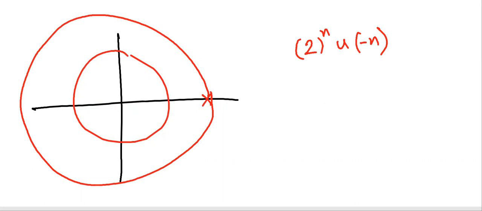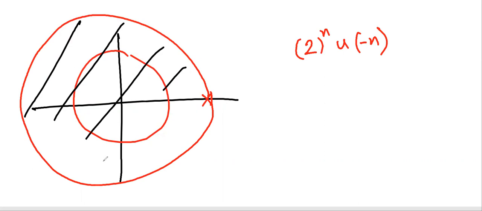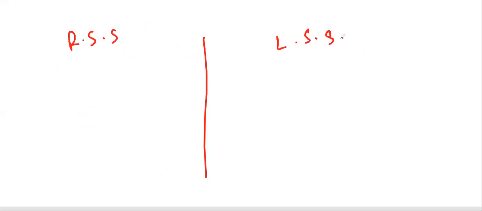In that case, the ROC is the interior of that circle. If that is the interior of the circle, again it is stable in a sense, because in that case the unit circle is also inside the solution plane. So you know about the stability perception for a signal, whether it is a right-sided sequence or a left-sided sequence. In the right-sided sequence it is the exterior, and for the left-sided sequence that is the interior.